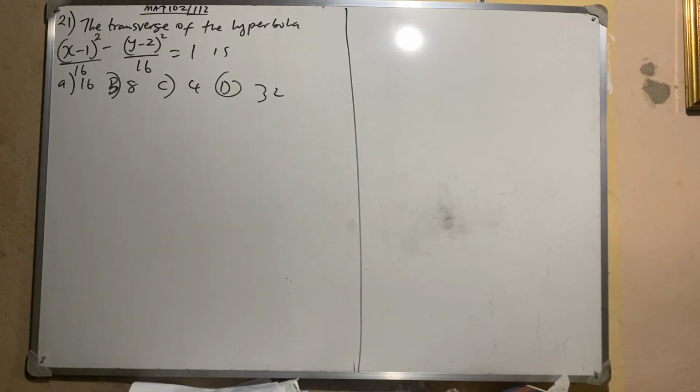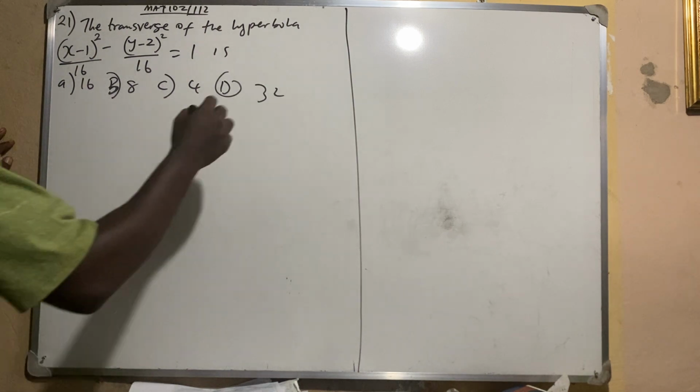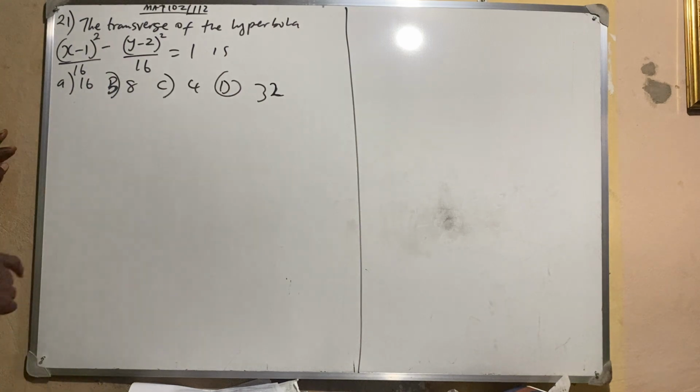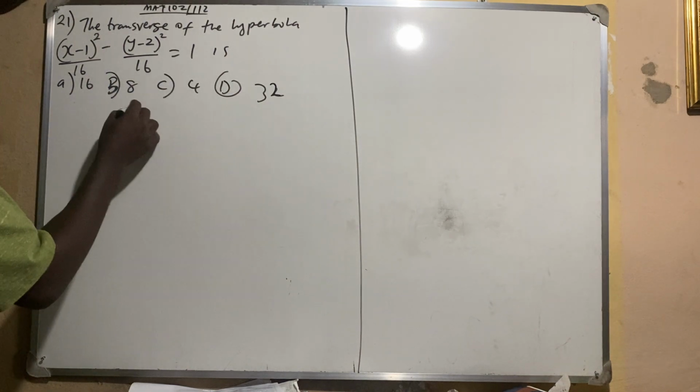So we're in question number 21 of the Math 112 or Math 102 questions. Now, this one asks for the transverse axis of this hyperbola. The transverse axis of a conic section is the major axis. In fact, from the word itself, the transverse axis is your 2a. Okay, the transverse axis solution.